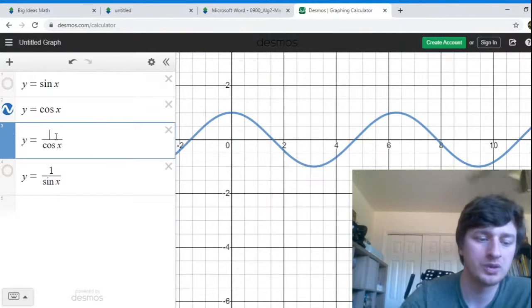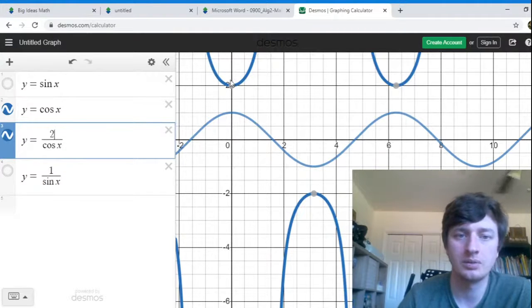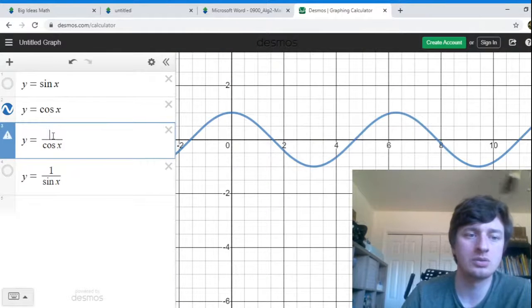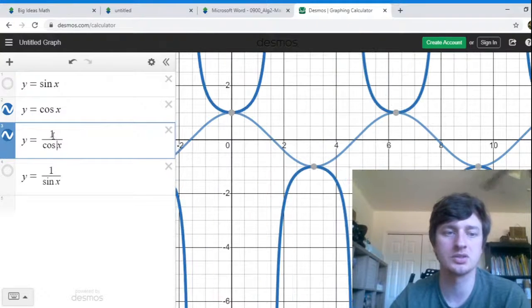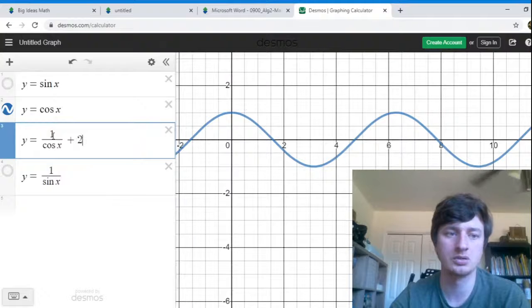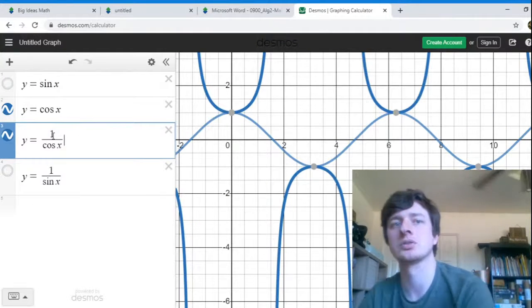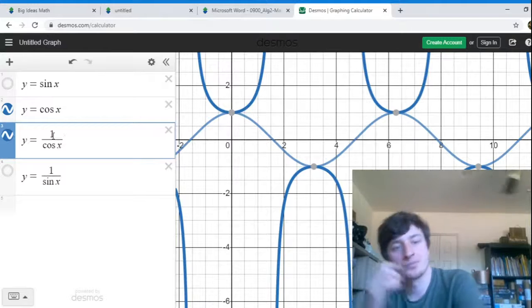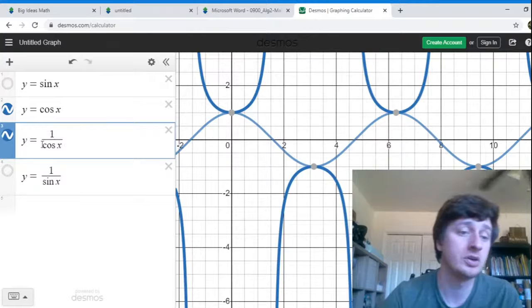But we could multiply this by 2, and then it shifts up. It's been stretched. It's no longer starting at 1. And we could do our same kind of transformations. We could put 2 here, it makes it wider. We could put 2 on the inside, it makes it skinnier. We could add to it, shifts it around. Yeah, we have our same transformations. Okay? So those are all the graphs for all the functions.